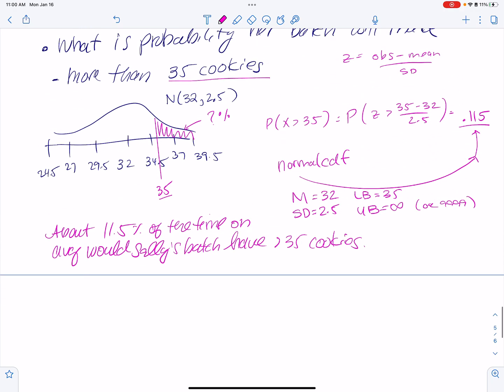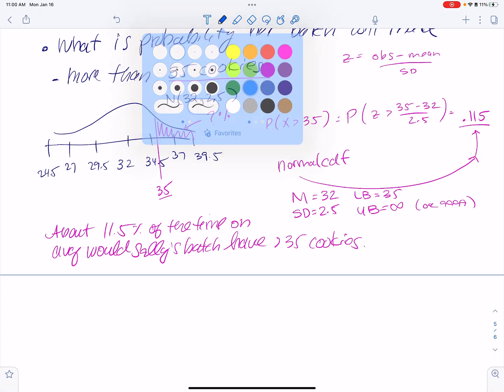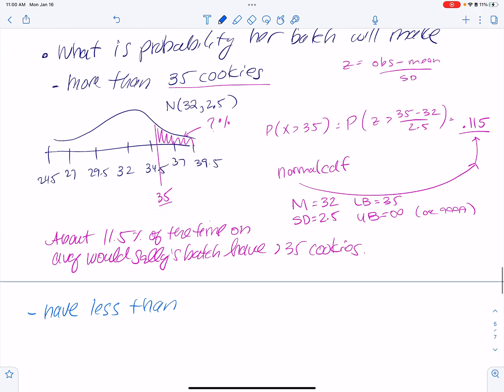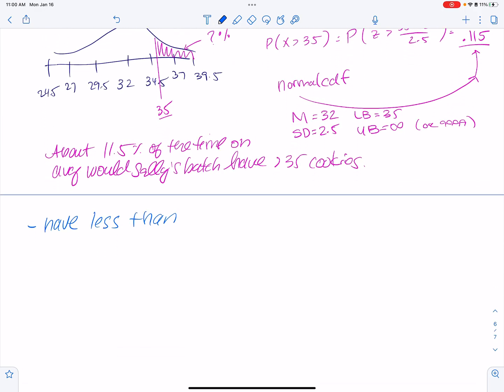I'm just going to review. I'm not going to go through the whole thing for the next part, but I'm just going to show you the setup. So if I ask for what's the probability that she has less than, let's just pick a number, 26. So that would be for less than 26. Of course, I'm just going to draw this out, 32. I've got my 27 here. So 26 would be here.